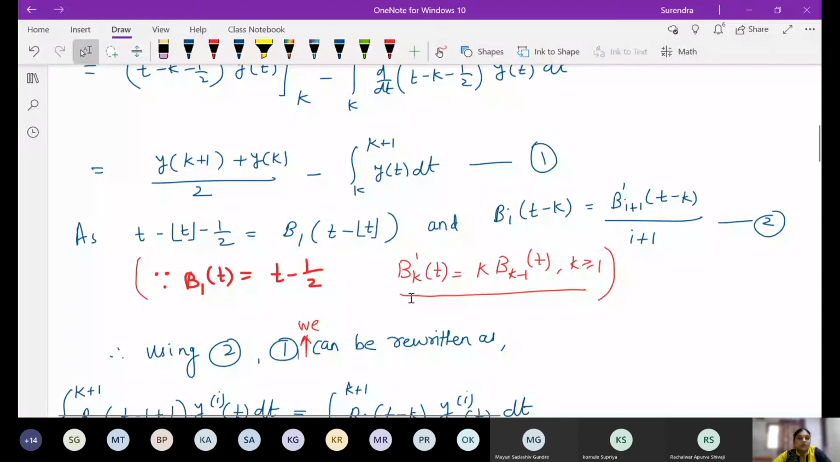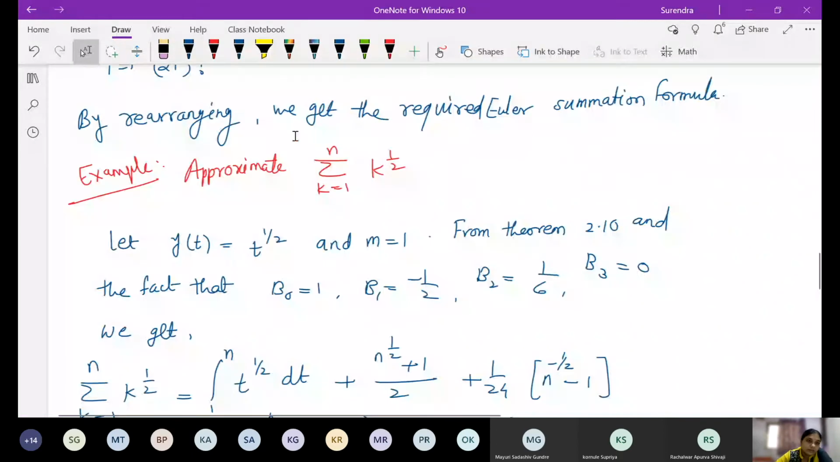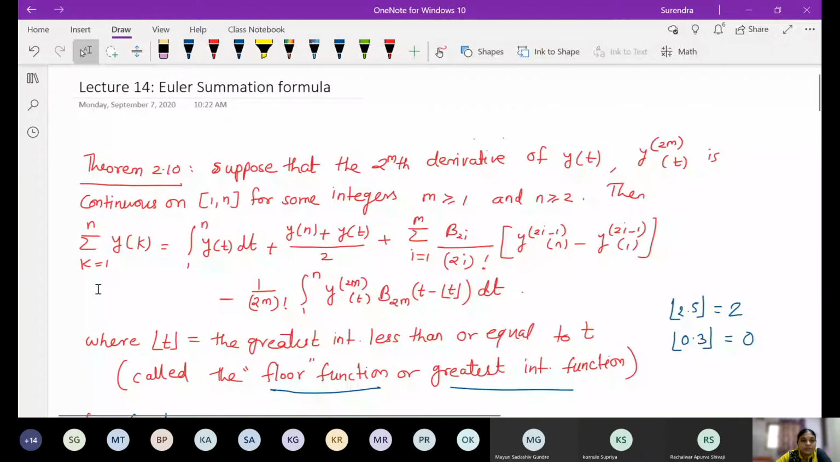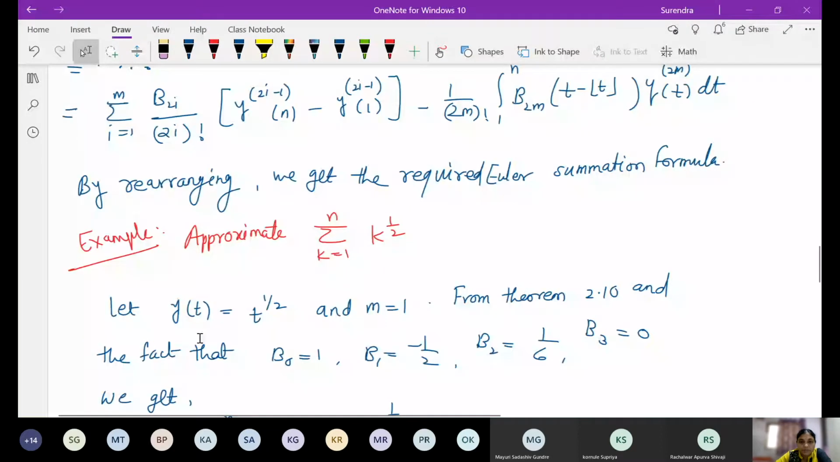And from this formula, there is an example based on it: approximate summation k equals 1 to n of k raised to half. So here what do I have to choose for yt? We have summation k equals 1 to n yk. So yk, what can I choose here? Yt, if I choose t raised to half, and m equals 1, then apply theorem 2.10.